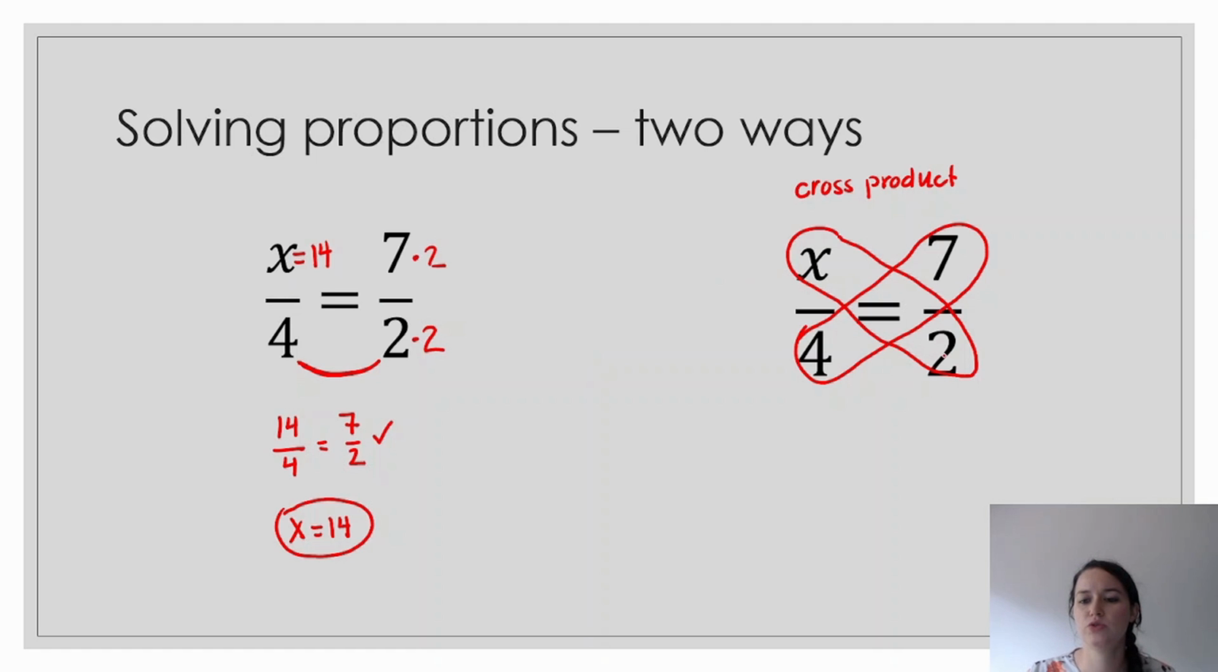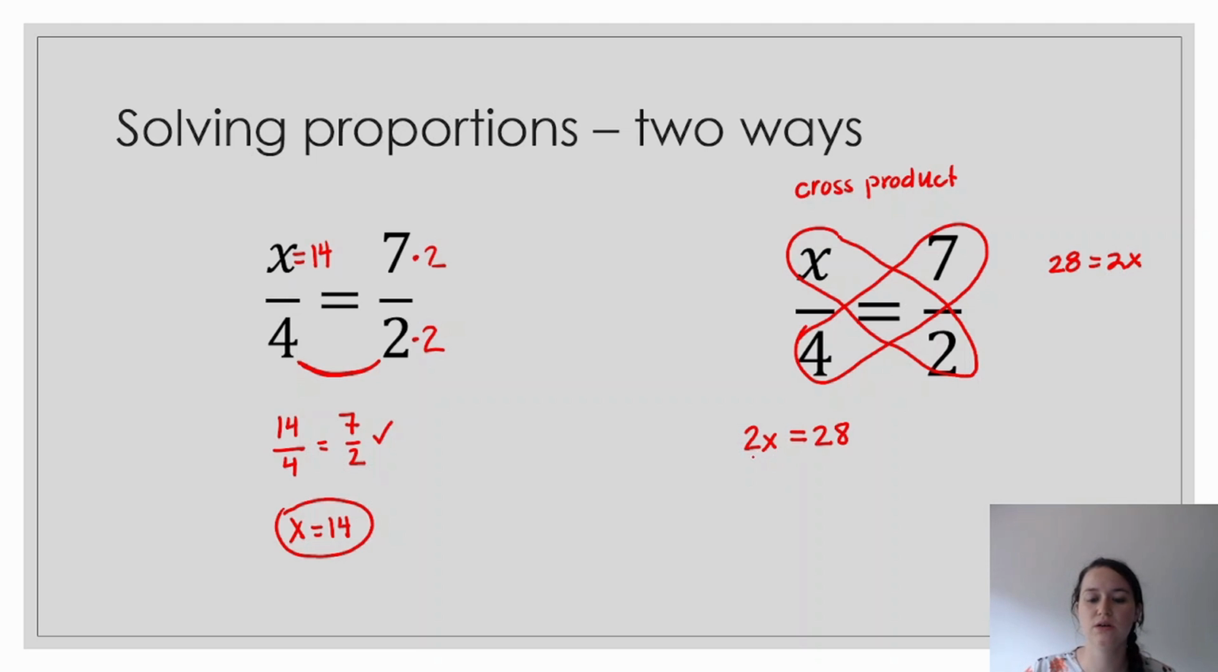So I'm going to do 2 times x, which just gives me 2x, because I don't know what x is yet. That's going to equal 4 times 7, 28. Now, side note: if you wrote 28 equals 2x, that's the same thing. That's an equal statement, so I can write it on either side. It's okay. I like to write the x's on the left-hand side, but you don't have to.